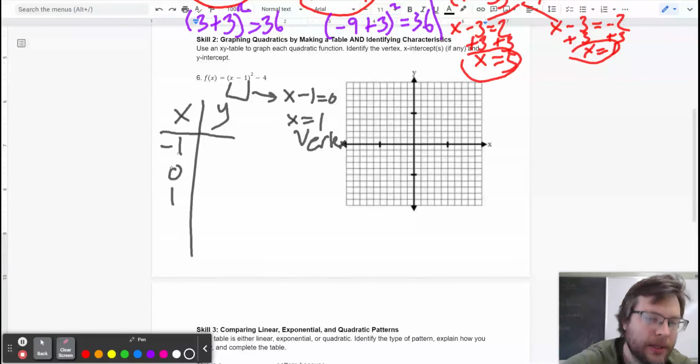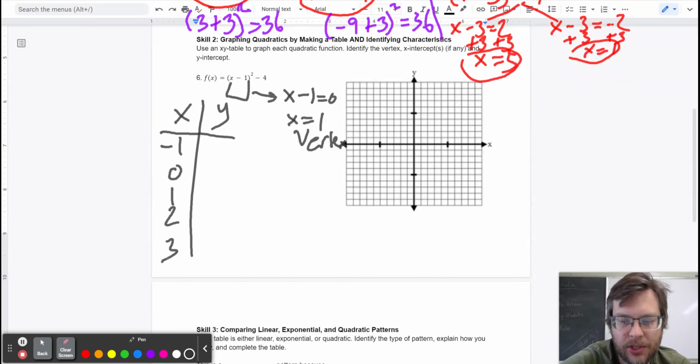I'm going to count backwards by 2 steps and count forwards by 2 steps. And I'm just going to plug in each of those and go through it. So just follow as I plug it in. Negative 1 minus 1 is negative 2. Square that, 4, minus 4, 0. Then I go x equals 0. 0 minus 1, negative 1.